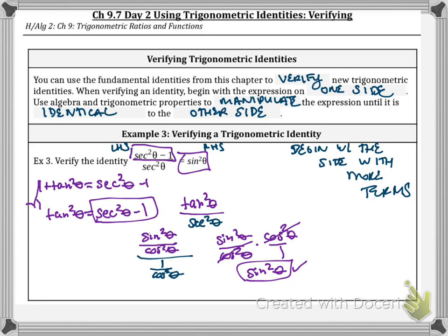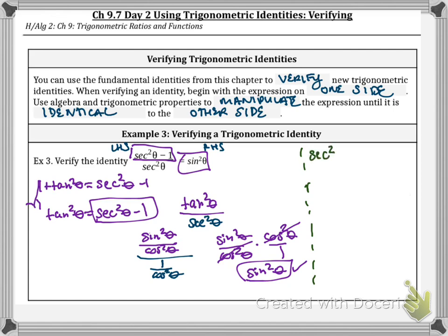I just want to show you that there are other ways to do it. So what if we did this a different way? Okay, so let's do this a different way. Instead of saying secant squared of theta minus 1 equals tan squared of theta, we could have said this as well. We could separate the fraction: secant squared of theta over secant squared of theta minus 1 over secant squared of theta. So I just split it up, right? So I have this, and then I have that one.